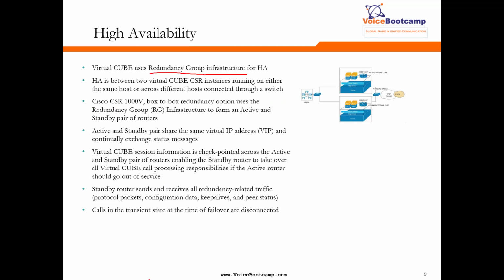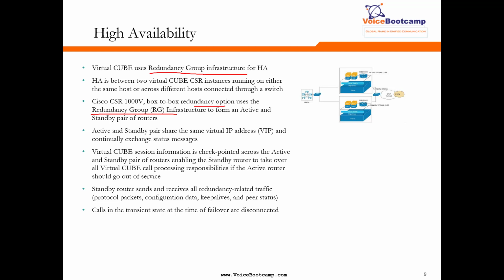So for example, you could have two virtual VMware ESXi hosts, one running the primary CUBE, one running the secondary CUBE. The CSR 1000V happens to be a box-to-box redundancy option that uses the redundancy group infrastructure to form an active and a standby. So you must configure one router to act as the active, the other one as the standby. The active and standby pair will share the same virtual IP address and continually exchange status messages.